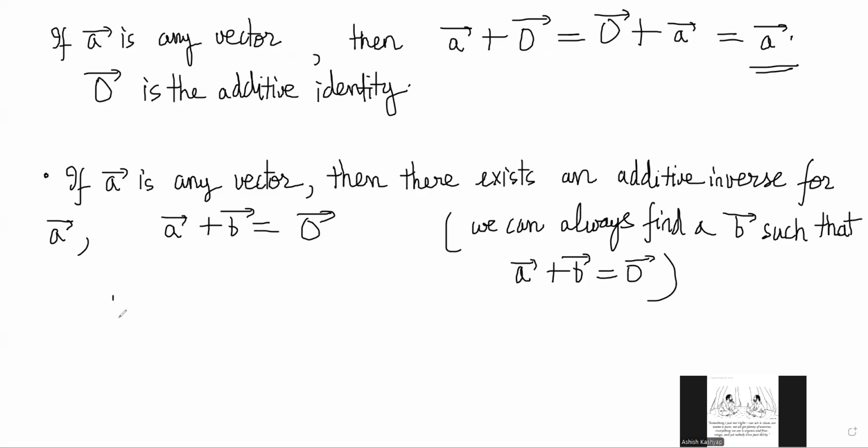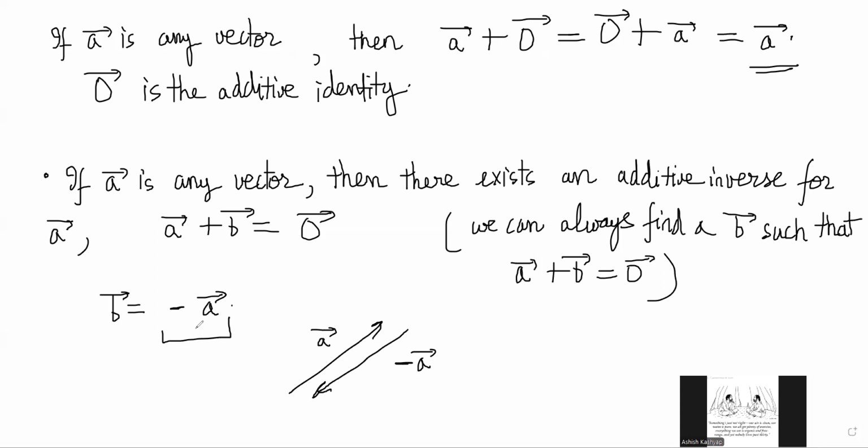So basically this B vector is going to be minus of A vector. 0 minus A vector will be minus of A vector. And this vector is the additive inverse of A. Basically, if A is like this, minus A is like this. It is in the opposite direction, but has the same magnitude as A, right?